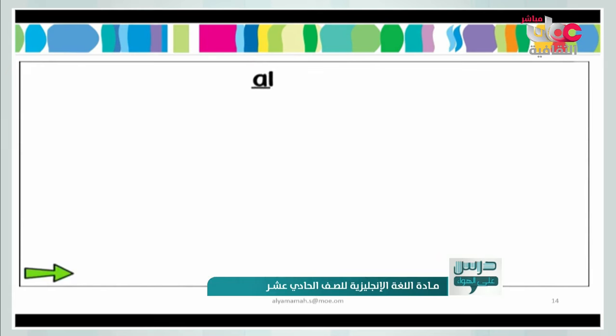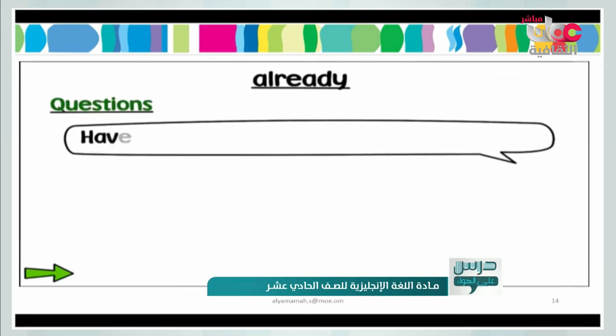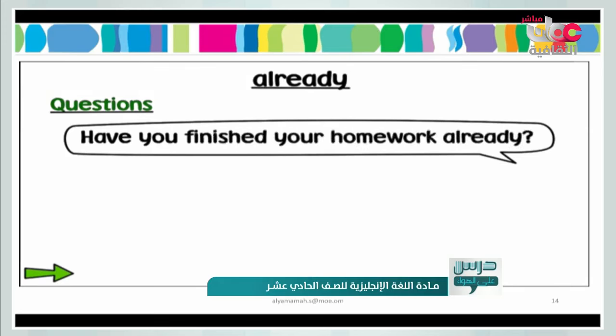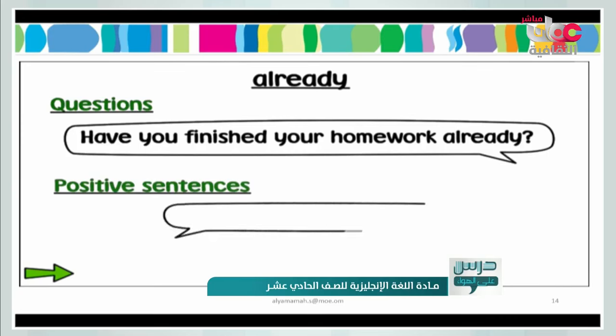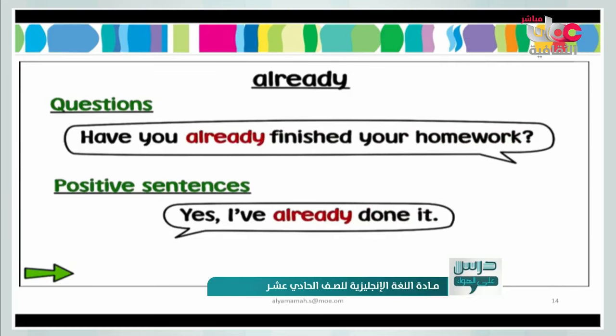We use already in questions. Have you finished your homework already? And positive sentences. Yes, I've done it already. We put already at the end of the sentence or question, or before the main verb. Have you already finished your homework? Yes, I've already done it.